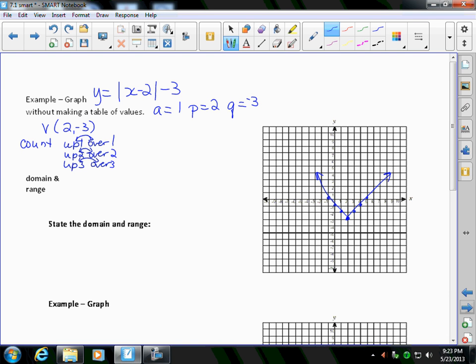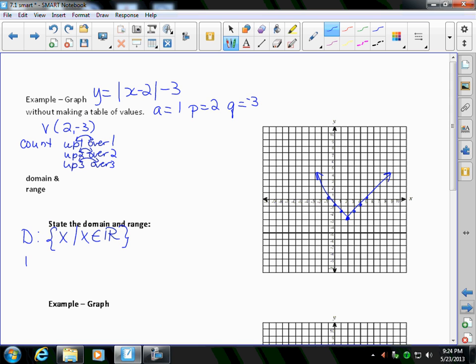So if I look at the domain and range of this, domain is your x values. My x values, this graph, if I continued to go, I could have gone over 10, up 10. So I just keep going on and on and on, and I can do that for the negative values of x too. So my domain is the set of values for x such that x is an element of real numbers.